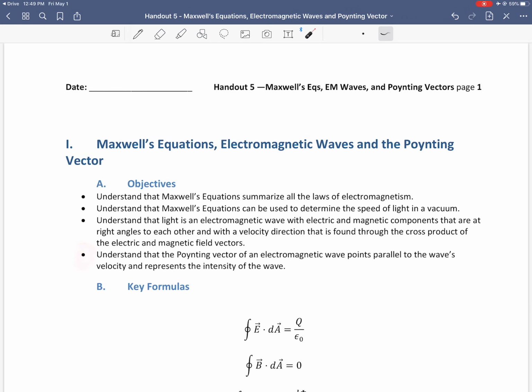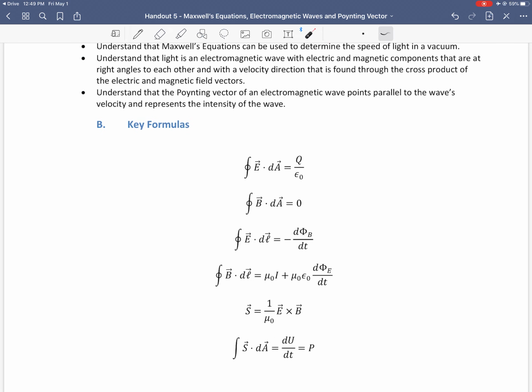Okay, and that's the fourth objective here. Understand that the Poynting vector of an electromagnetic wave points parallel to the wave's velocity and represents the intensity of the wave. So those are in fact the units of the Poynting vector.